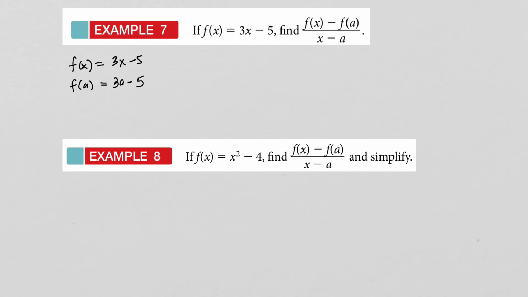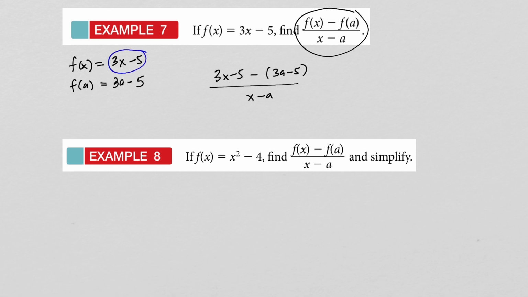And so this difference quotient, f of x minus f of a, divided by x minus a, is simply 3x minus 5 minus the quantity 3a minus 5, divided by x minus a. Again, I'm just taking 3x minus 5 and putting it in here, 3a minus 5, putting that in there, and performing the subtraction. So if we do the math here, this becomes 3x minus 5 minus 3a plus 5, all divided by x minus a.